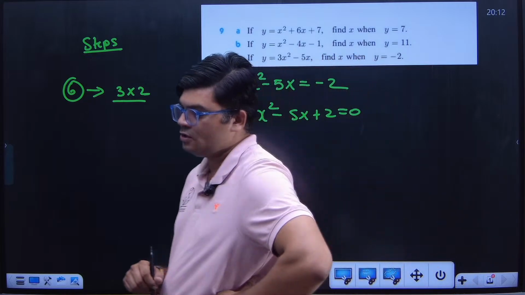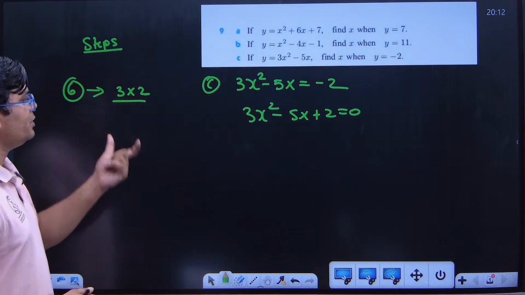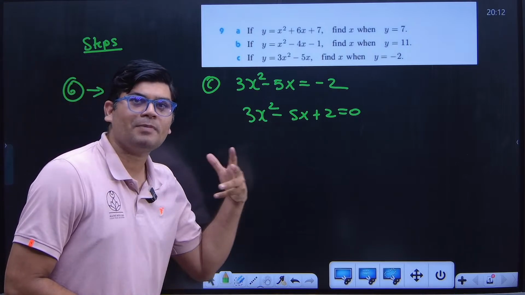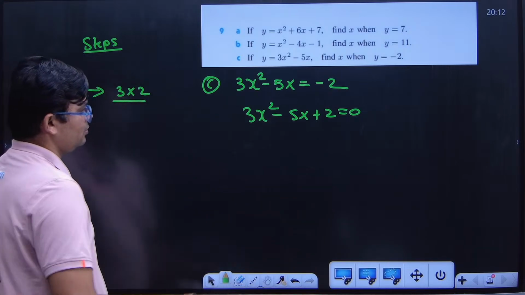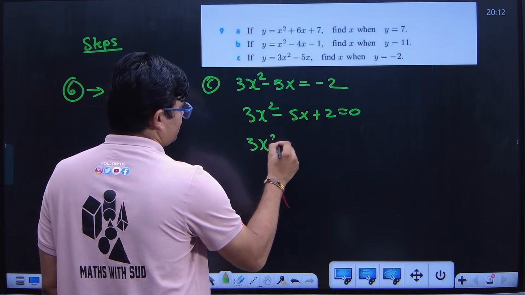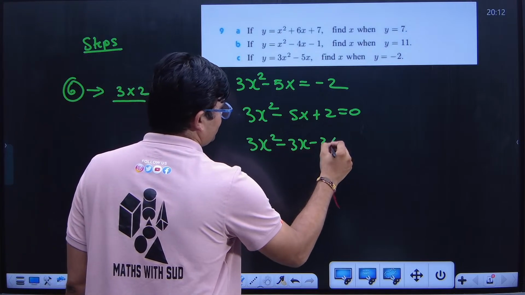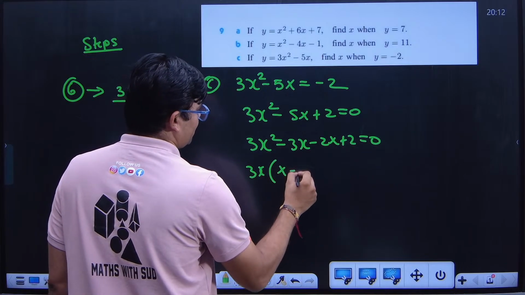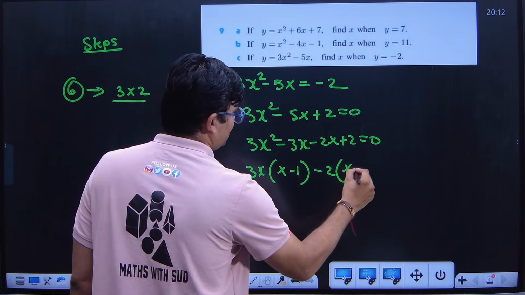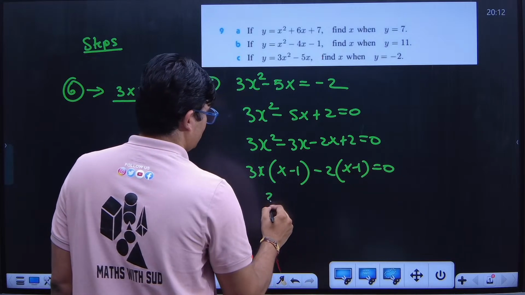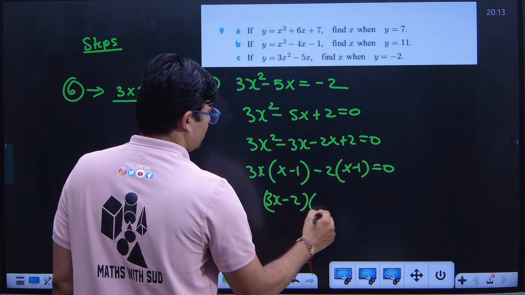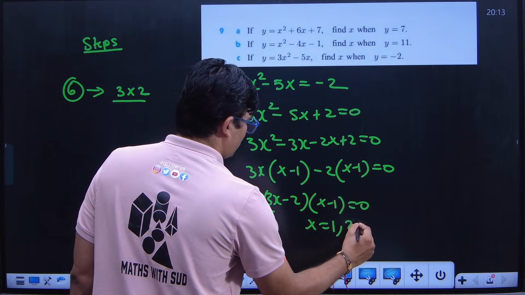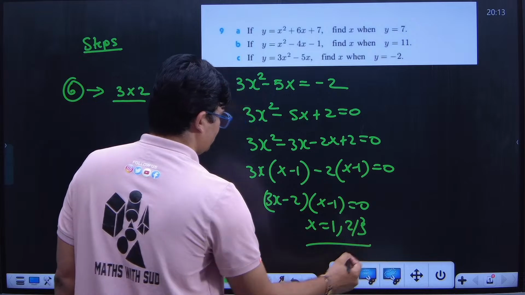Sir, 2 and 3. From here only you have to choose. So 2 and 3, and one more thing, since it is minus 5, you will write minus 3 and minus 2. So you will write 3x square minus 3x minus 2x plus 2 is equal to 0. So when you take 3x as a common, you will get x minus 1 minus 2 into x minus 1 is equal to 0. So 3x minus 2 into x minus 1 is equal to 0. So x is equal to 1, comma, 2 by 3.